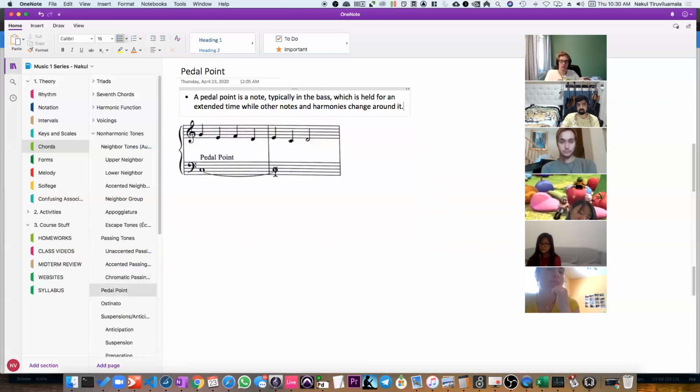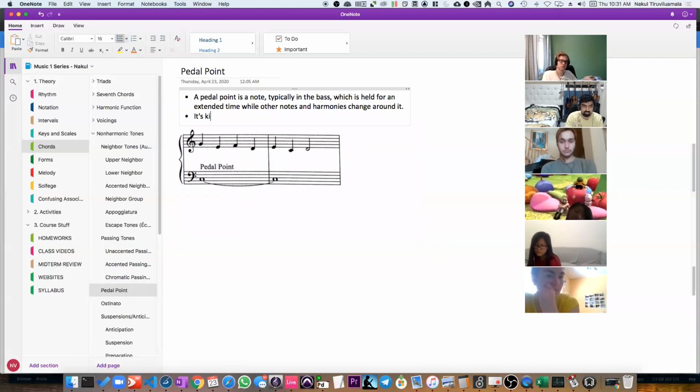Yippee. Pedal points. A pedal point is a note, typically in the bass, which is held for an extended time while the other notes and harmonies change around it. So you might have something like this. Right? So the other harmonies are changing around what I was just playing, but this note right here is basically holding an anchor. And it sounds nice. It's kind of like a drone tone. Right? So that's a pedal point.